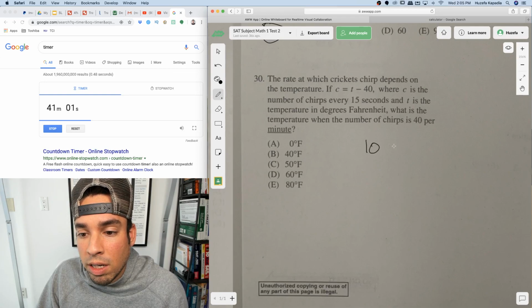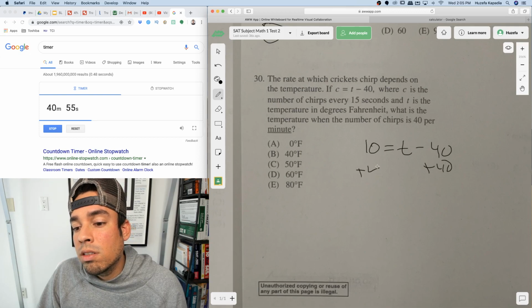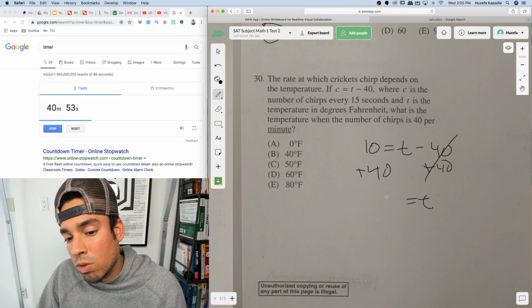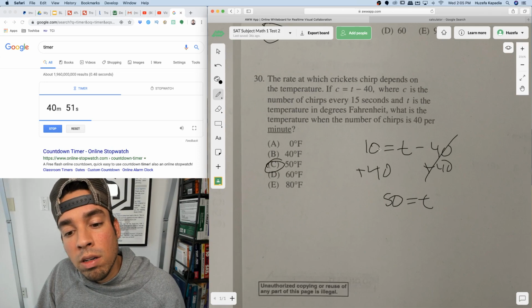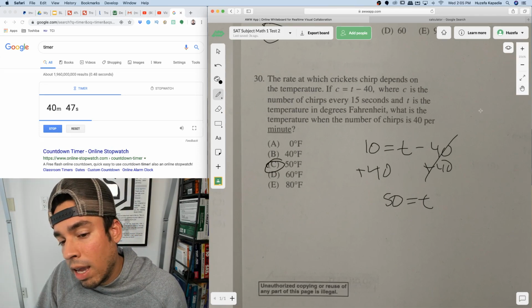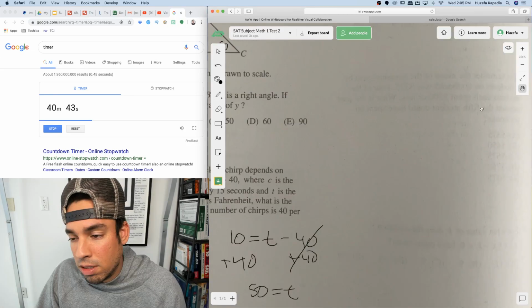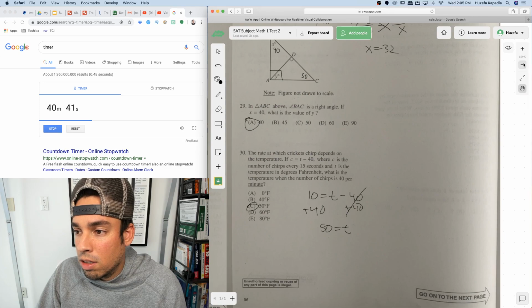So we plug in 10 for chirps equals T minus 40, and then we add 40 to both sides, and we get T equals 50. I think I did that right. It's a little tricky. 80 is the one that people will probably answer incorrectly because they don't do the conversion. And that's it. Okay.